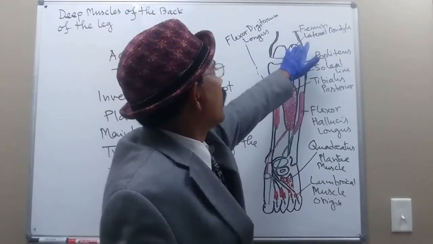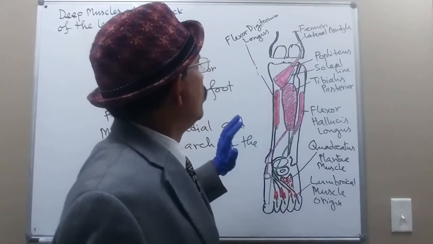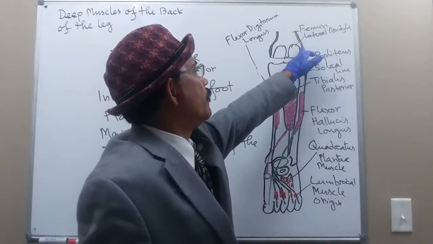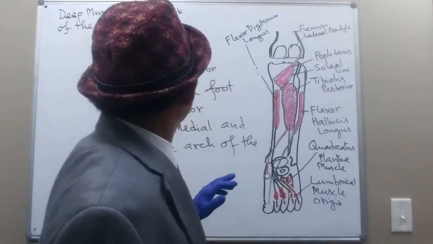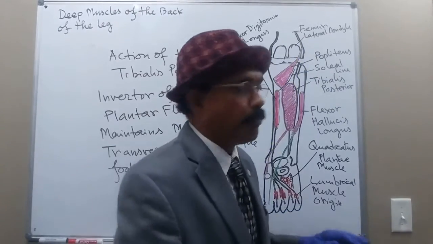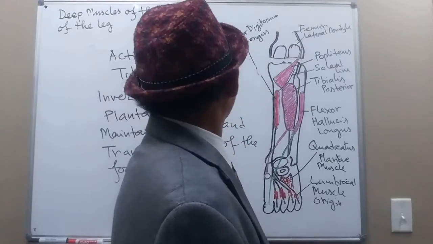This is the lateral condyle of the femur. This is the site of origin of the popliteus muscle. So that's all about the deep muscles of the back of the leg.